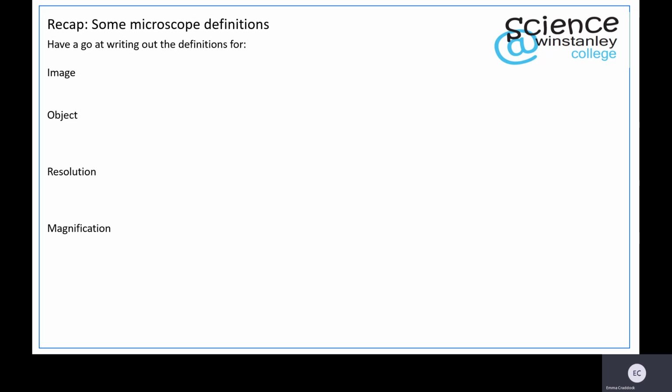First of all, you need to know the words image, object, resolution, and magnification. So make sure that you know these different definitions by pausing the video now and having a go at writing them out. Once you have finished, you can check your answers on the next slide.